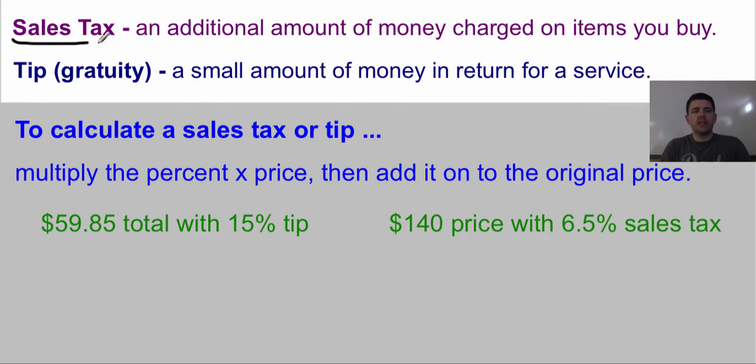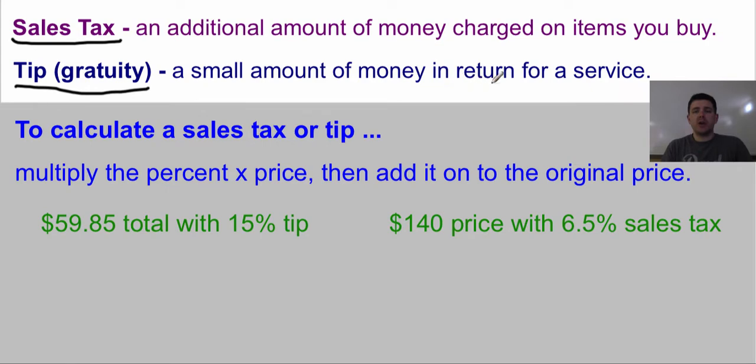First is sales tax. You probably already heard of sales tax. You may know about it a little bit, but basically it's an additional amount of money that's charged on any items that you buy at a store. Around here it's anywhere from 7 to 8% sales tax, but it's basically a percentage that's added on to your total.